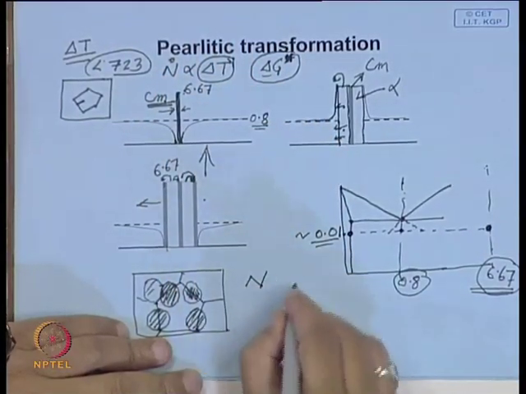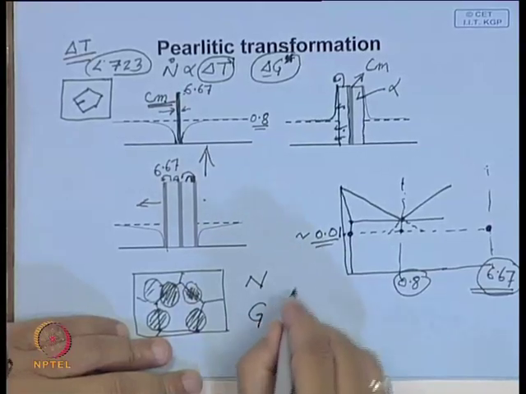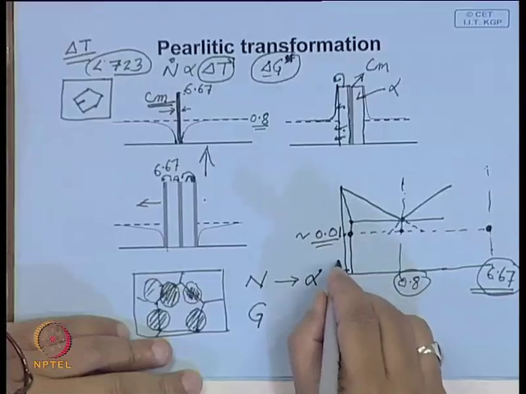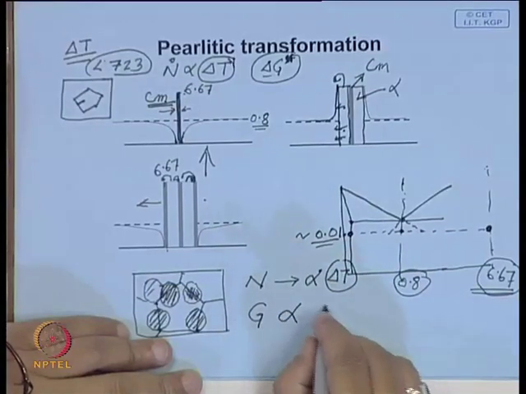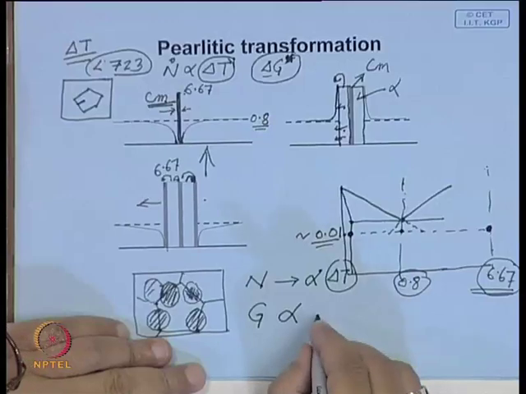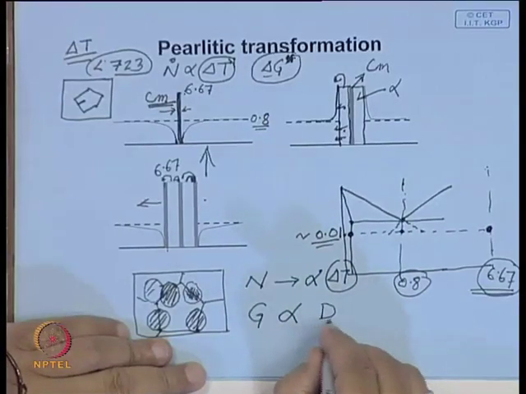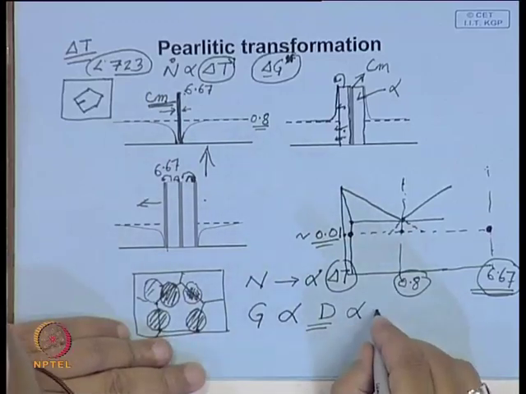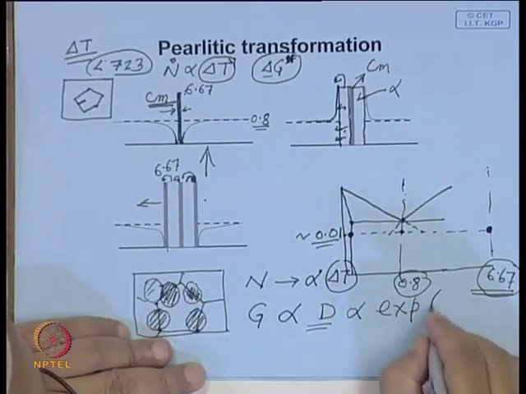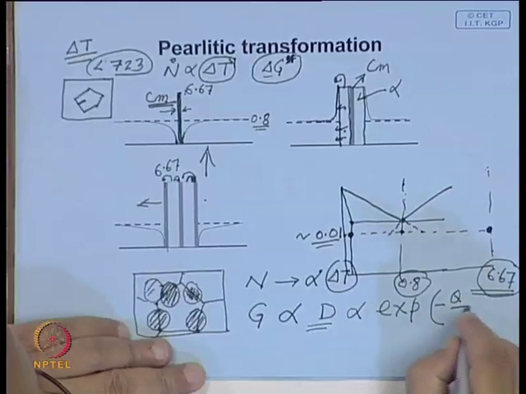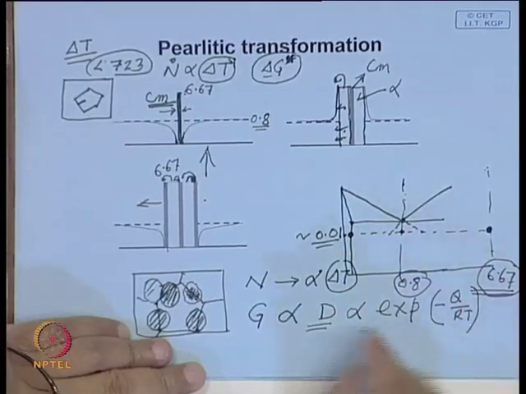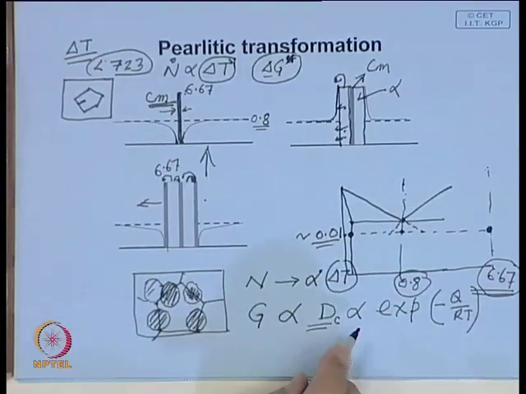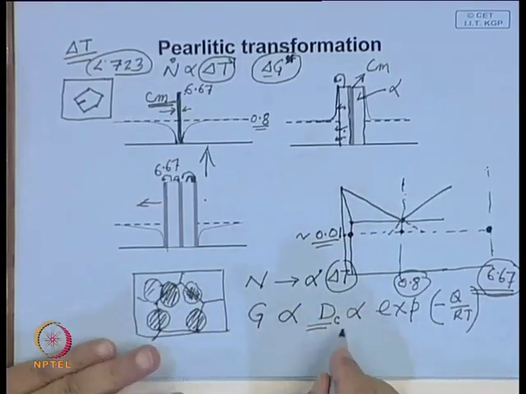So what we say is that for pearlitic transformation to take place, we have two simultaneous things taking place. One is nucleation, second is growth. Nucleation is proportional to the level of undercooling, and growth is proportional to the diffusivity of carbon atom, and diffusivity we know is a strong function of temperature. Say activation energy, this is Q over R T.